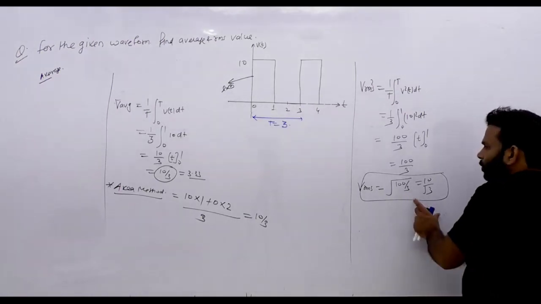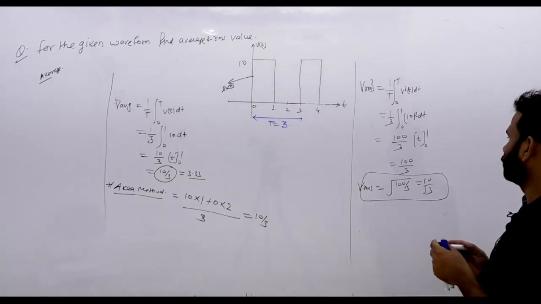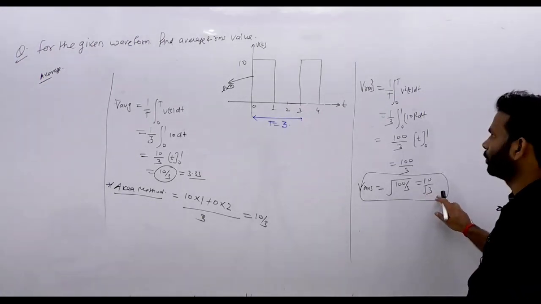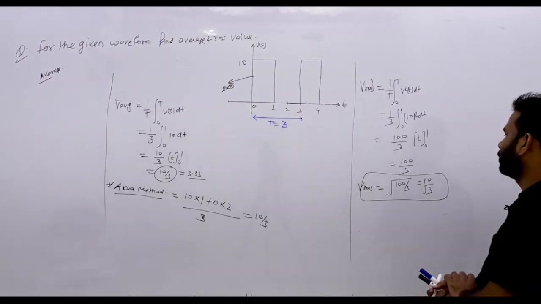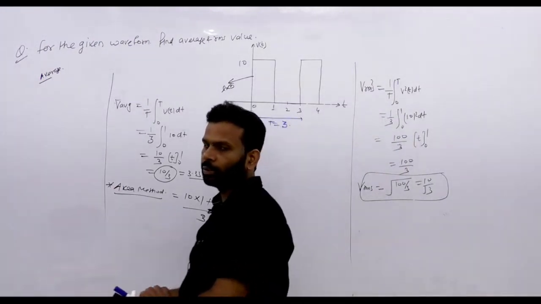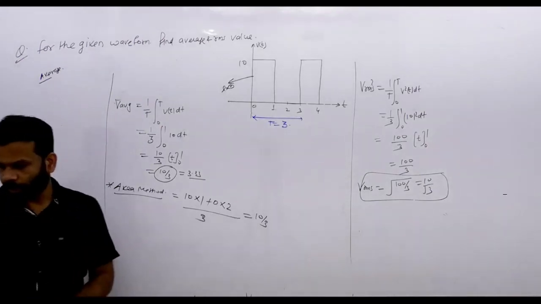You can get the same answer from the formula. Is the average formula not correct? No, it is for the triangular waveform. But for the rectangular waveform, the average formula is the same, so you are not getting the same. But if you have the option like a formula-based one, then you can put that answer. Okay, moving to the next numerical.